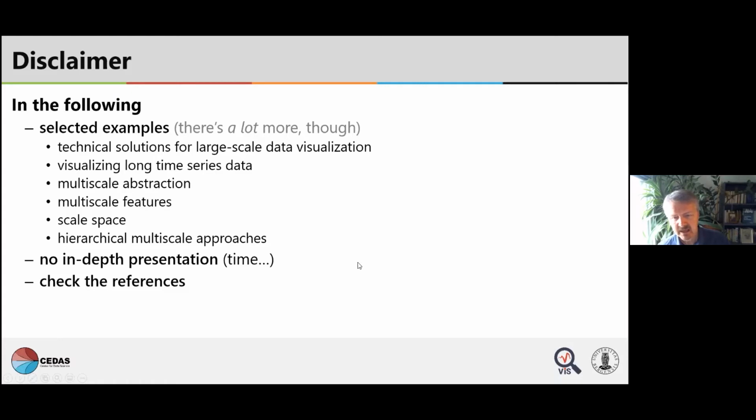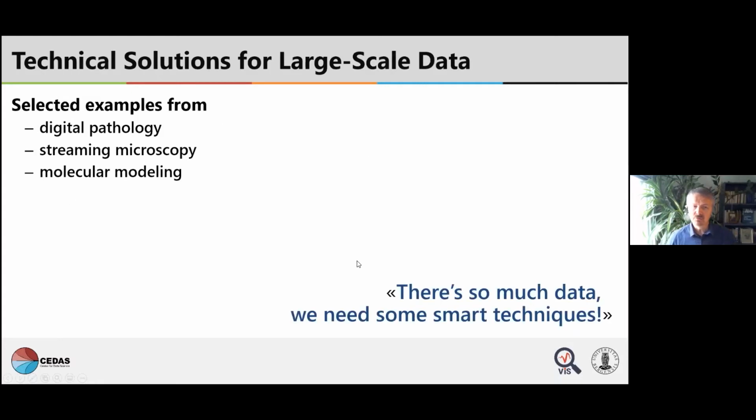To begin, I want to come back to this point of smart technical solutions for large-scale biomedical data. There are many examples, obviously, in biomedicine. We like to image biomedical situations, and with every year we get better technology to have more data. So it's clearly a situation that we are concerned with. Here I'm just showing you examples from some typical applications.